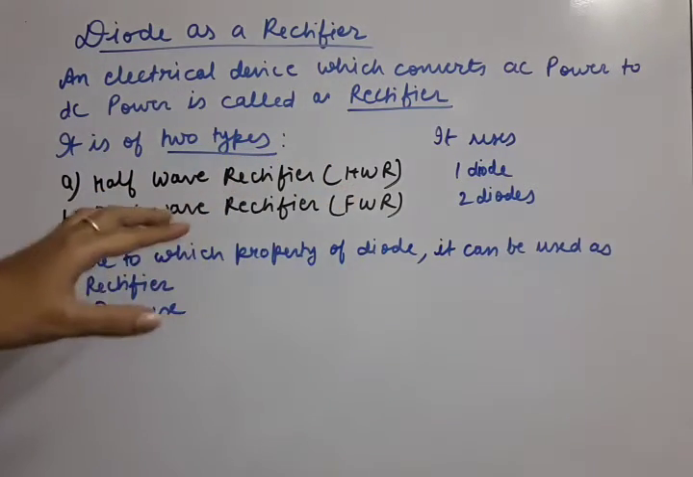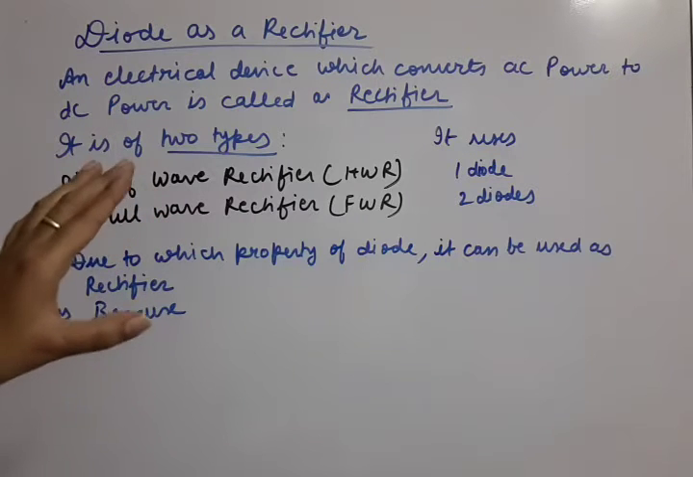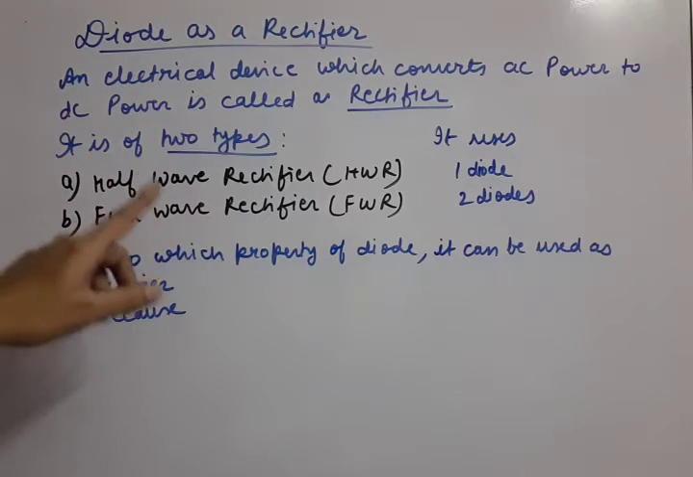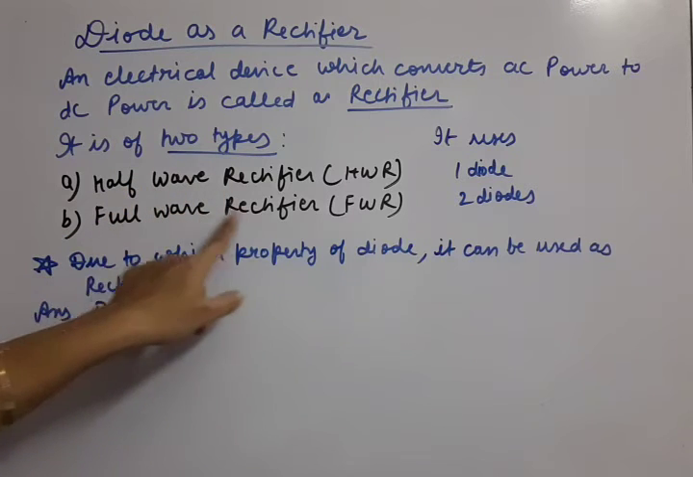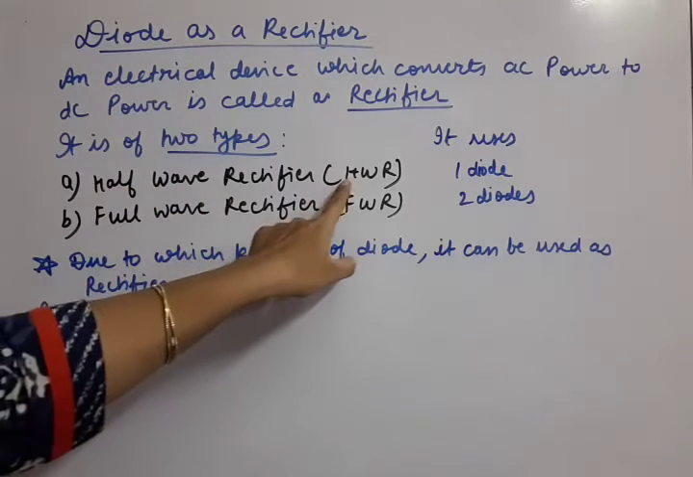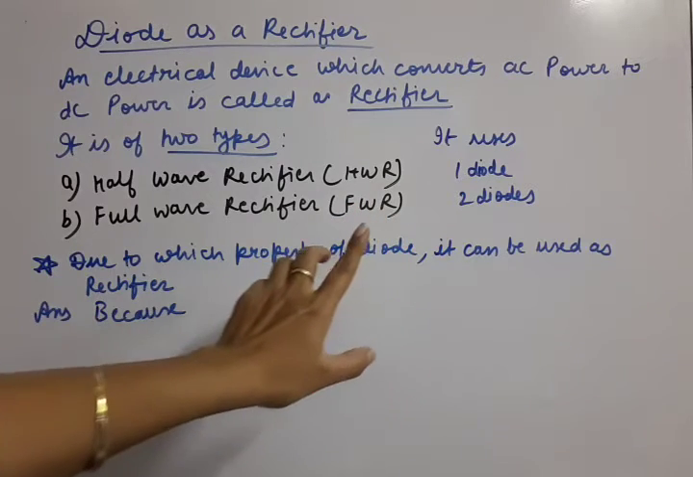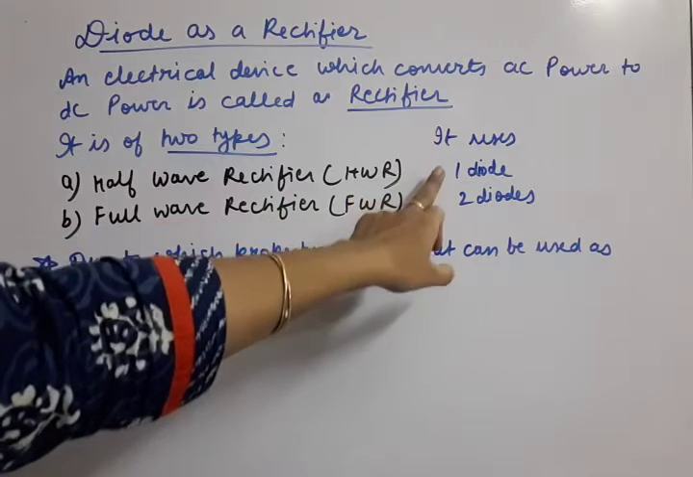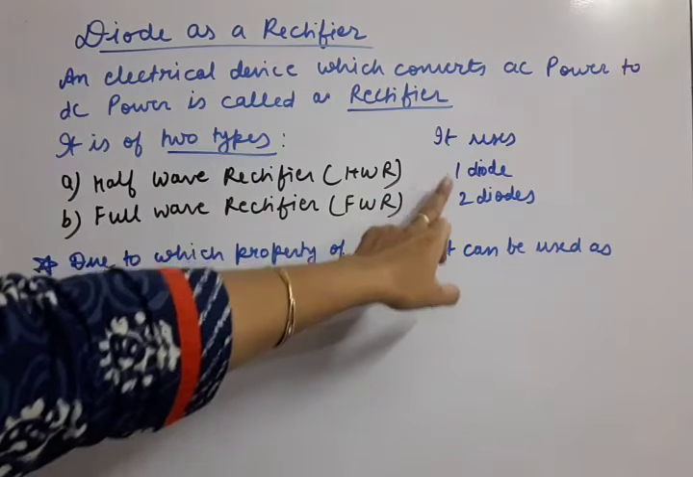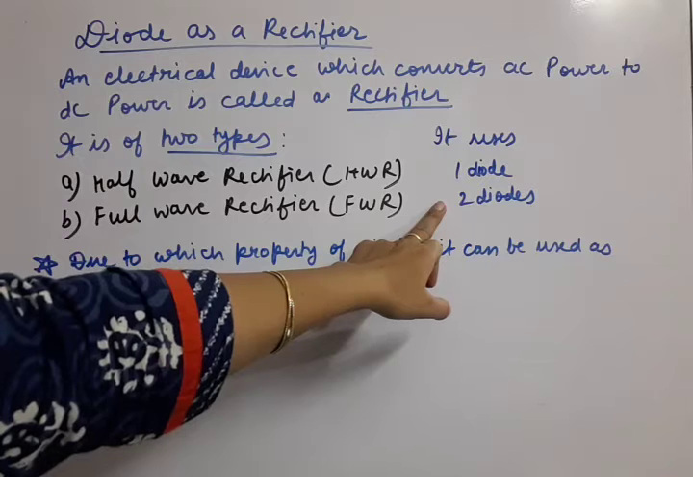Now, using diodes, we can make rectifiers. We can make two types of rectifiers: the half wave rectifier and the full wave rectifier, HWR or FWR in short. Only one small difference is there: for making the half wave rectifier we will be using only one diode, and for making the full wave rectifier in our syllabus we will be using two diodes.